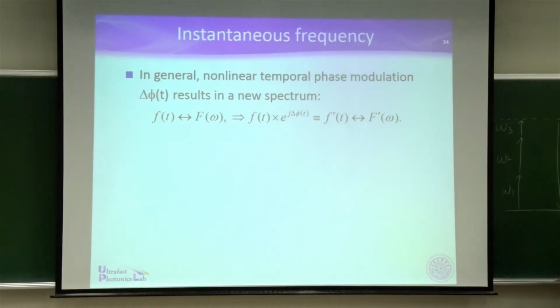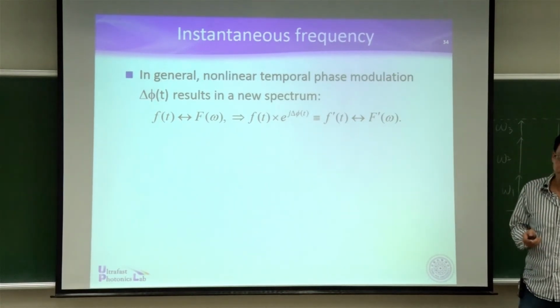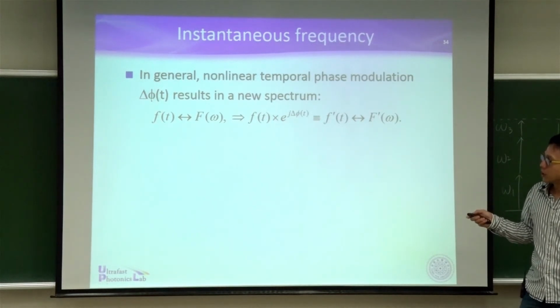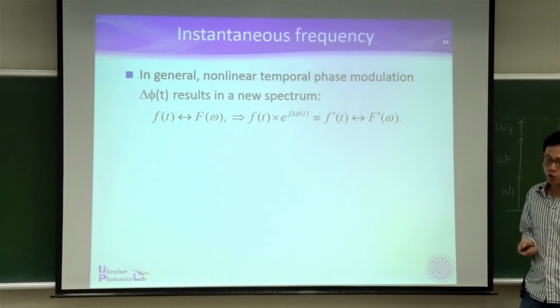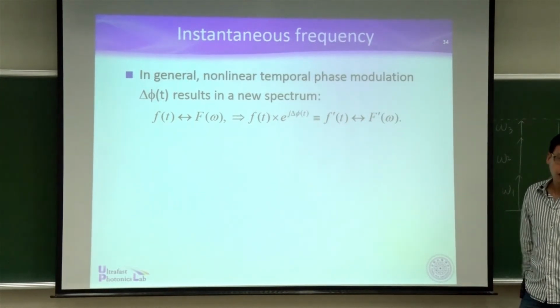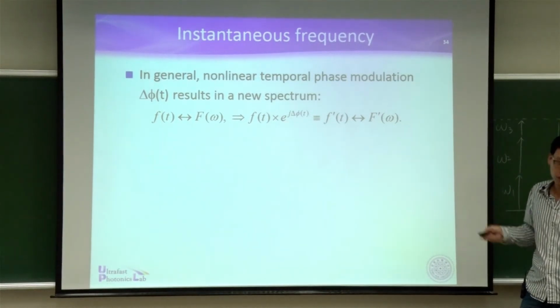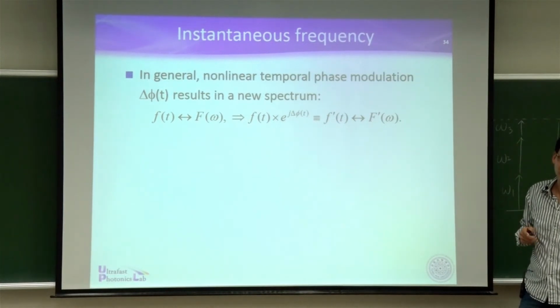Let's go back to Fourier transform theory, as we reviewed in lesson 1, instantaneous frequency. In general, after you have some nonlinear temporal phase modulation, you will get a new spectrum. Mathematically, if small f of t and big F of omega are a Fourier transform pair, then consider small f of t times a nonlinear phase modulation, e to the j times delta phi of t. Delta phi of t is the temporal phase modulation due to SPM. It's nonlinear, right? Because the shape follows the pulse shape. It's never a simple linear function.